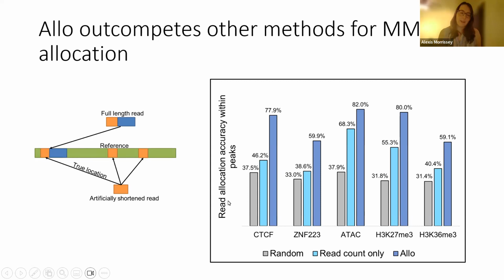And so what I'm showing here with this read allocation accuracy is I'm saying if a read belonged to chromosome 1, position 100, did it go to that location? And as you can see here, Allo outcompeted random and read count only. And so read count only is literally just using the uniquely mapped read counts and not the neural network. And read count only is actually very similar to the method MuMRescueLite. So it could be a good proxy for the difference in accuracy there. But regardless of narrow peak or broad peak, Allo was able to outcompete these two methods.